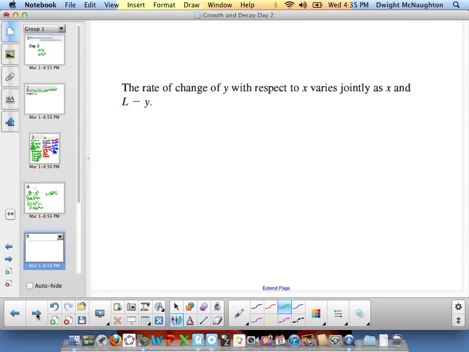Let's solve this one. This one's in a verbal form. The rate of change of y with respect to x varies jointly as x and L minus y. Well, we all know what rate of change of y with respect to x looks like. When we say varies jointly, it means it's happening at the same time. So we'll say k and then x times L minus y.